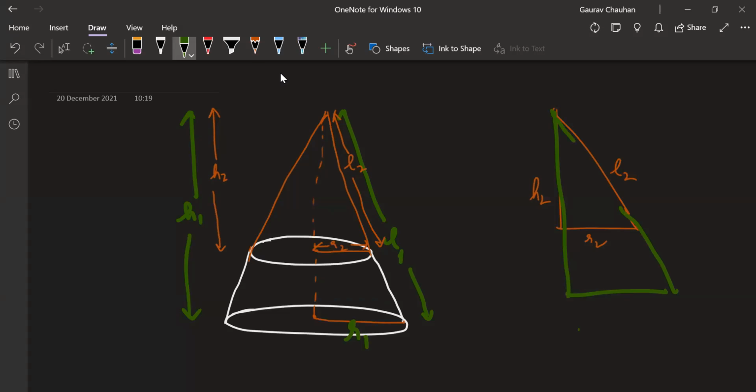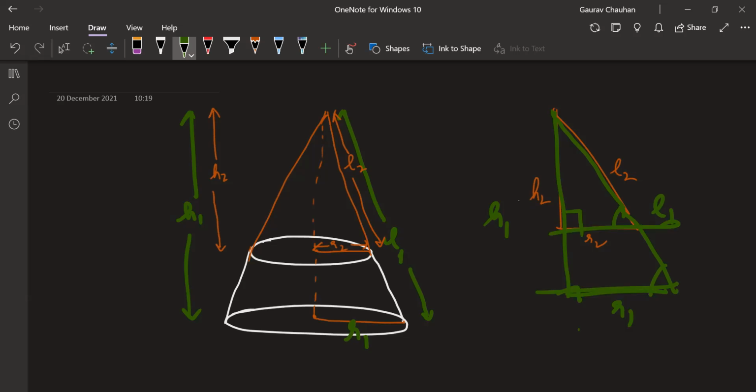We remember the set square experiment. Both are cones, both can be formed by set squares, no? This is L1, R1, and H1, the full cone. What can you say about these two triangles? They're both right triangles, but they're also similar because this angle is the same. These two are parallel, no?